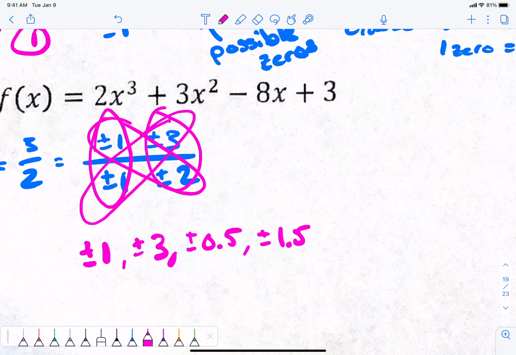Which one of those works and which one doesn't work? We should have 3 total, but that doesn't necessarily mean we're going to have 3.